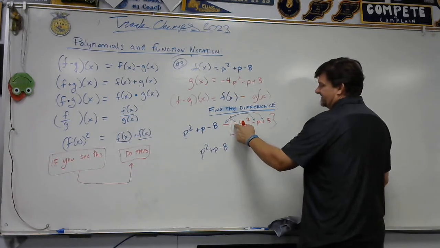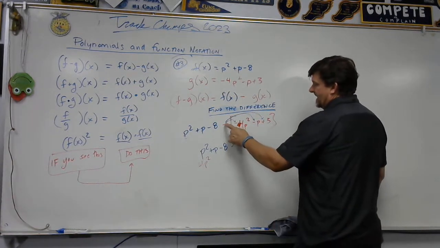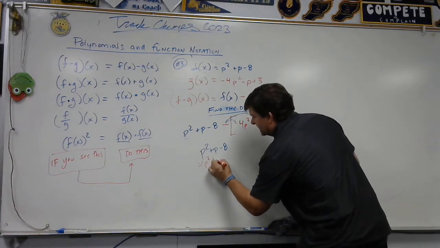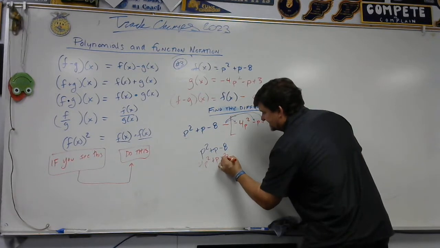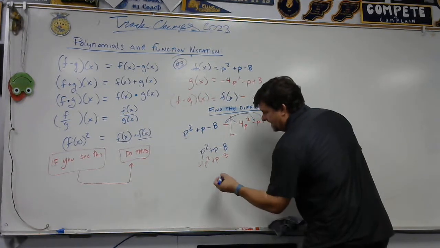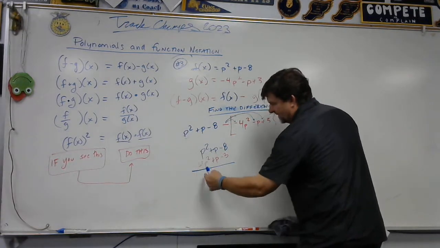Negative times a negative is a positive, so I'm going to have 4p squared. And then a negative times a negative is another plus p. And a negative times a positive is a minus 3. And then I am going to add the columns.